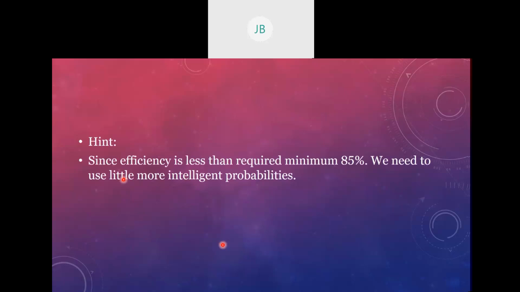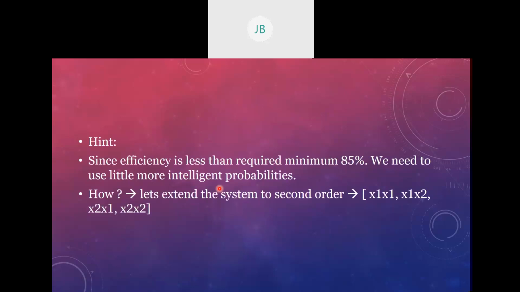So the hint is, since the efficiency is less than the required 85%, we need to use some intelligent ways of representing the probabilities. How to do that? Let us extend the system to second order. That is, instead of sending just one symbol, we will group them like x1 x1, x1 x2, x2 x1, and x2 x2. That means we have two symbols. From these two symbols we can have four combinations.